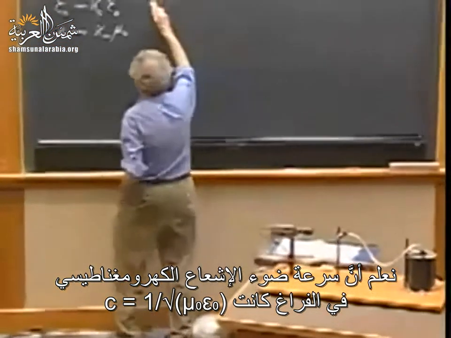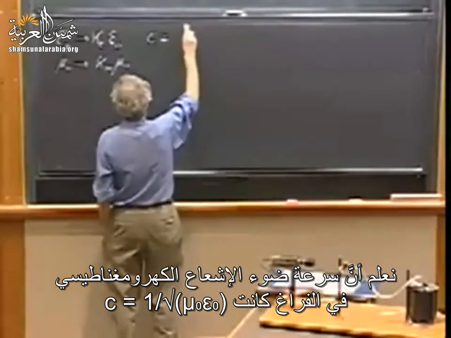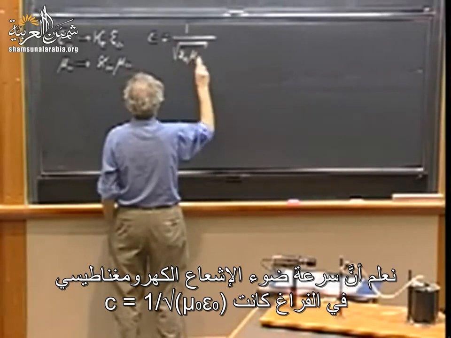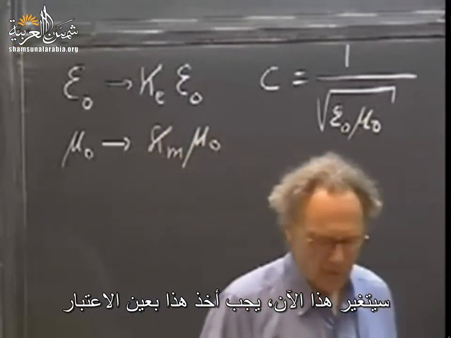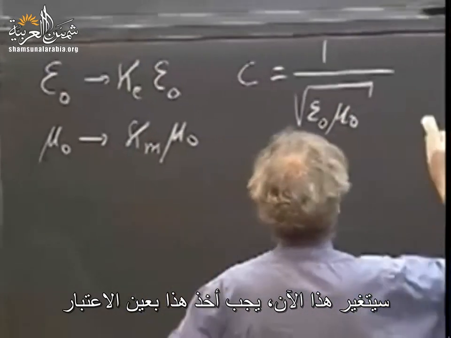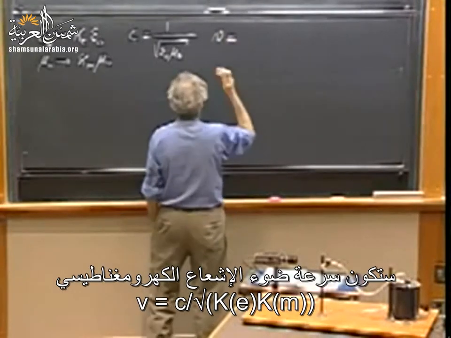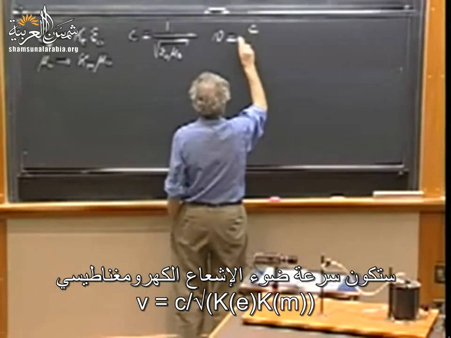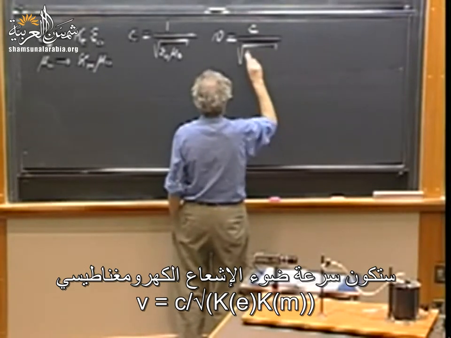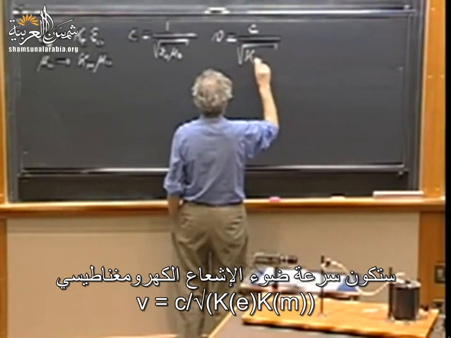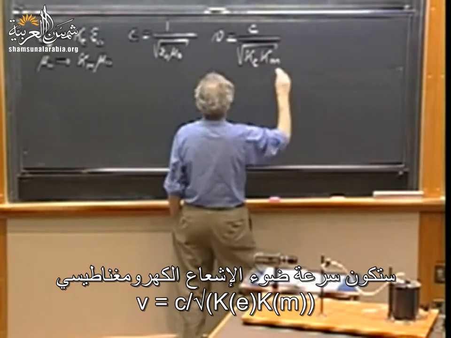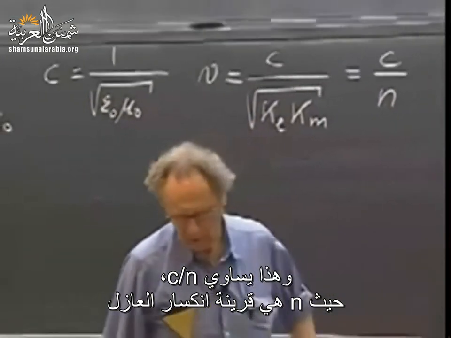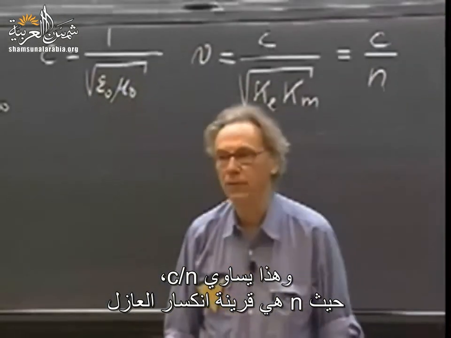So we know the speed of light, of electromagnetic radiation in vacuum, was this. And so now that's going to change. We have to take this into account. So now we get V, which is the speed of electromagnetic radiation, which is now C divided by the square root of kappa E times kappa M. And that is also C divided by N, N as in Nancy, and N is called the index of refraction of the dielectric.